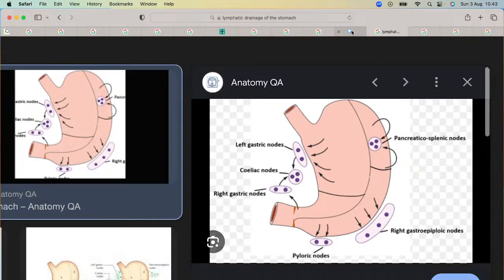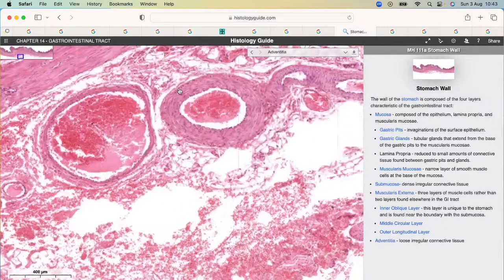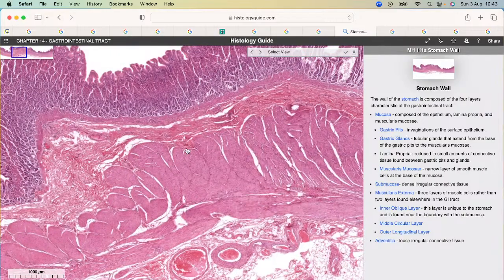And then finally, the last question that they usually ask about the stomach is the histology. So now, if you haven't done so already, all of the histology slides will be found here at histologyguide.com. So you can go through this website and find out for yourself all these histological slides and the different parts of the organs that you'll be looking at.